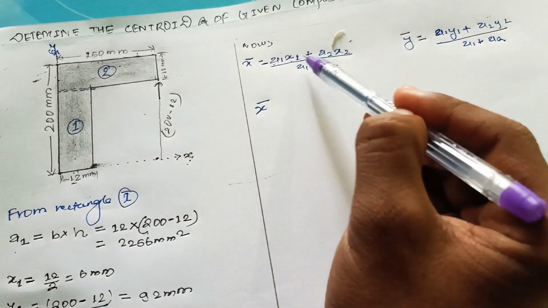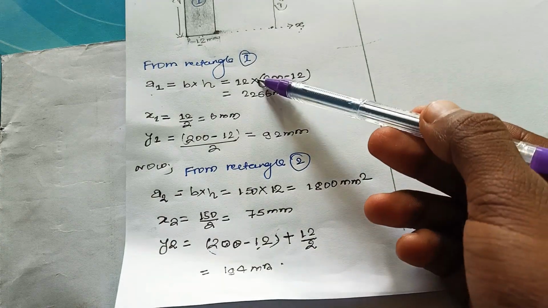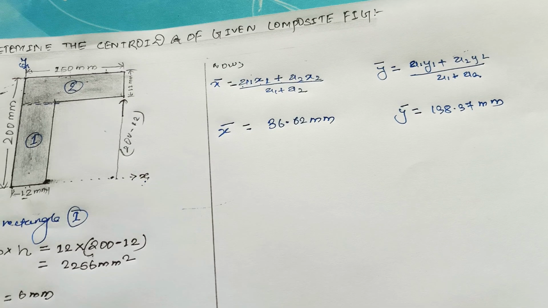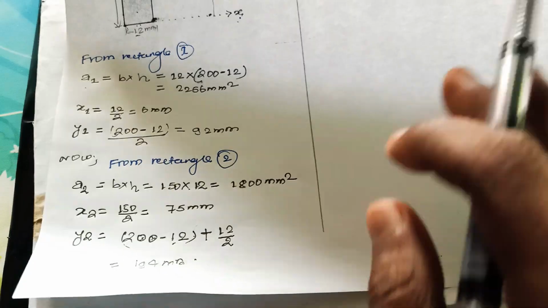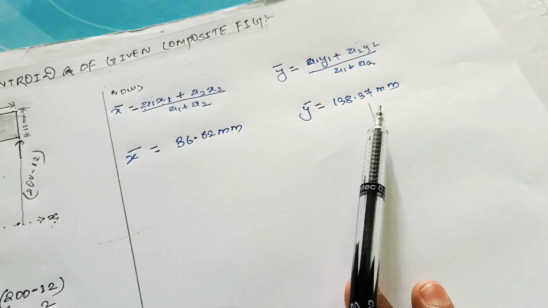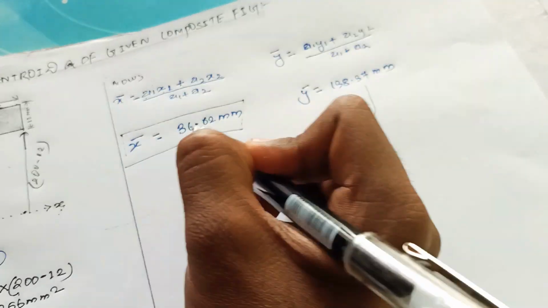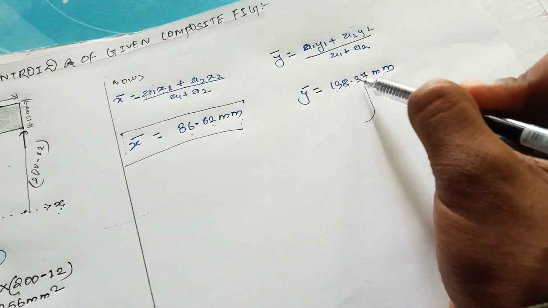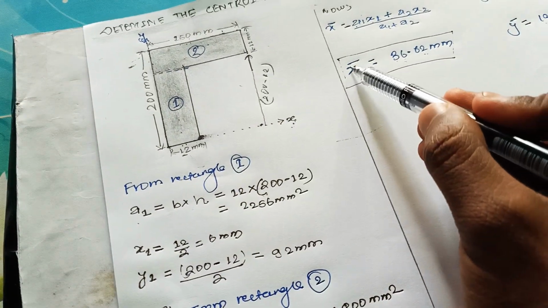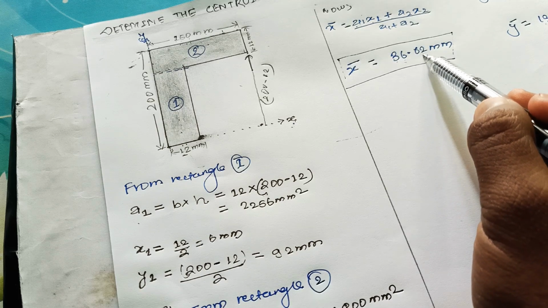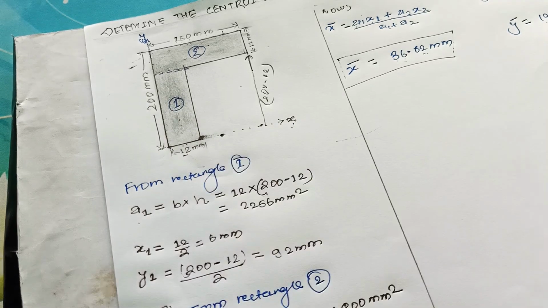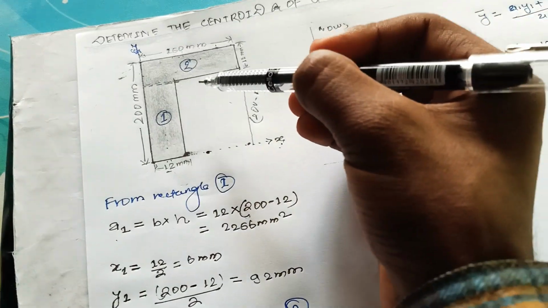Put the a1 x1 plus a2 x2 values from rectangle 1 and rectangle 2, and after putting in the values, there is the solution. Here x bar is 36.62 mm and y bar is 138.37 mm. It becomes something like that. It will be large here, 36.62 and 138.37 here.